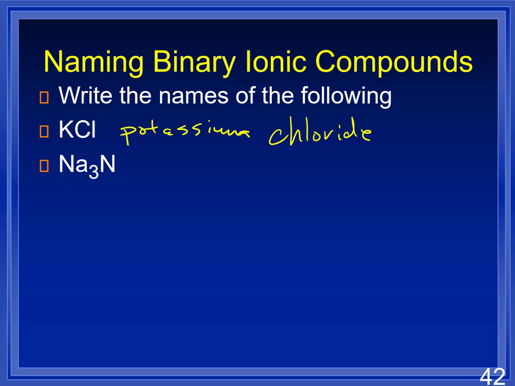What about Na3N? Okay, so Na. Does Na need Roman numerals? Nope. Its name is sodium. It's the sodium ion. N, nonmetal. Nitrogen, just shorten it and put the "ide" on, so that would be nitride. So I write sodium nitride. What do I do about the 3?